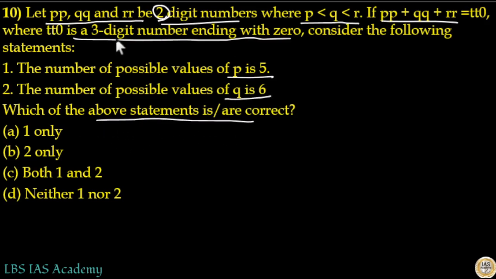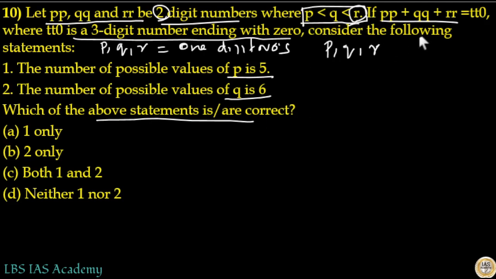Here PP is a 2-digit number, which means P should be a 1-digit number. Then P, Q and R are all 1-digit numbers. Since P less than Q less than R, they are all different numbers and R is the greatest among P, Q, R. Here we can ignore the 0, because this might lead you to confusion that P, Q, R and the other digit are all different numbers because of the different letters. But this is not correct. P, Q and R are different numbers because P less than Q less than R, which is clearly mentioned in the question.